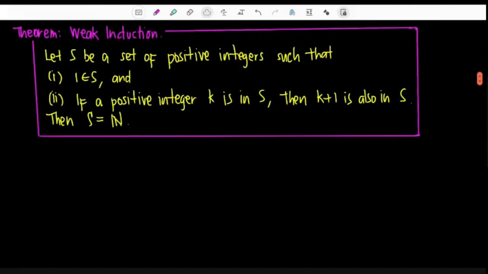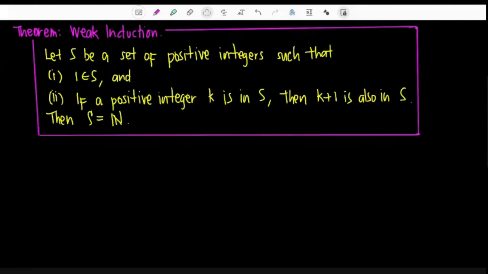So let's start with weak induction. Let S be a set of positive integers satisfying the following: 1 is in S, and if a positive integer k is in S, then k plus 1 is also in S. Then we conclude that S is actually the set of natural numbers.